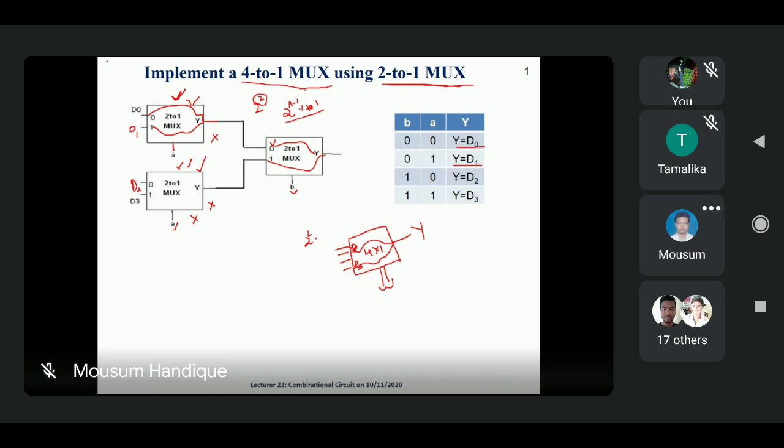Anyone? Okay, someone is saying that. What is your name? Tamalika. You are saying that we are using two 4 to 1 mux. So anyone have some other answer?